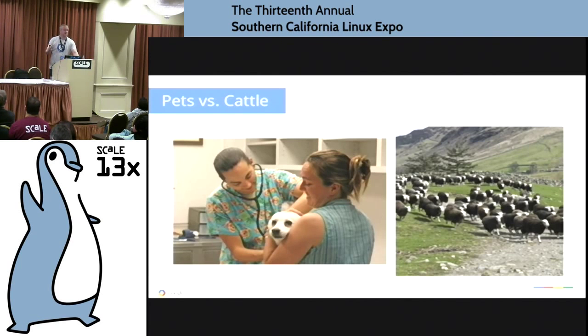Cattle, on the other hand, if your cattle gets sick, you're going to try to get it better, but basically you're going to give it some antibiotic shots, and if it doesn't work, you're going to kill it, right? You're going to put it down and you're going to get a new cow. And cows don't have names. They have a tag on their ear that says XYZ123, right? And the herds don't even have names. You have herd 22 and herd 25, and they're just different herds.